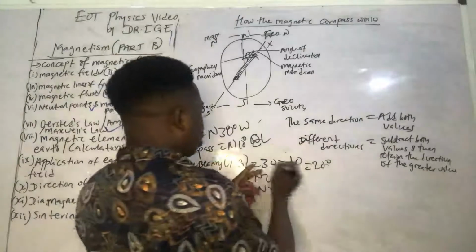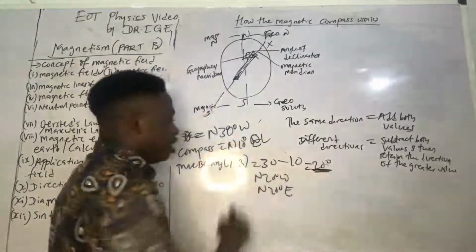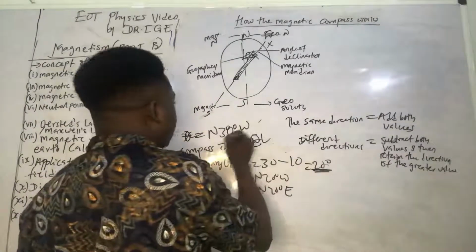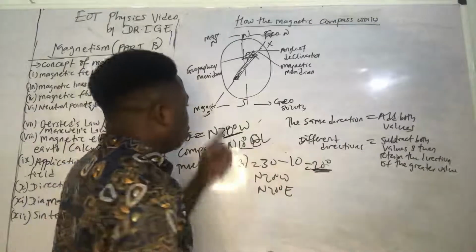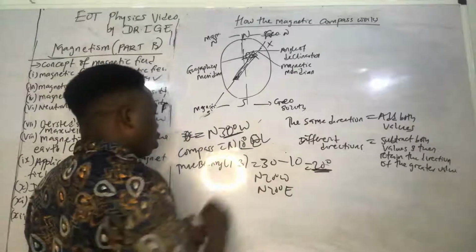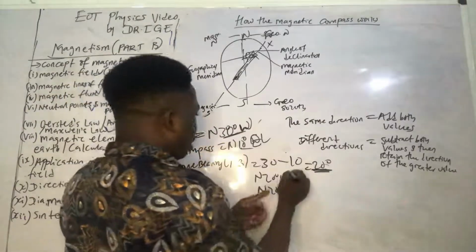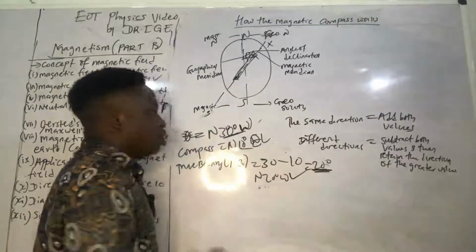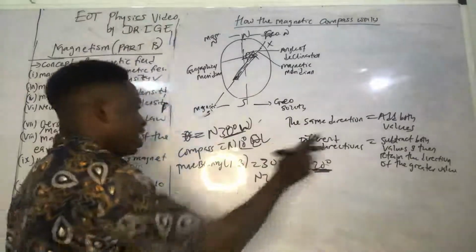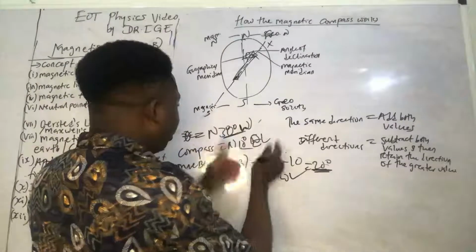The way is that after you have done the subtraction, because they are different directions, let your answer take the direction of the greater value. If you look at it, the one that has west has 30, the one that has east has 10. Between 30 and 10, which one is greater? It is 30. So the sign of 30 is west, so it will be N20°W after I have subtracted. So remember the logic: the same direction, add both values; different direction, subtract first, then let the value you are getting take the direction of the greater value.